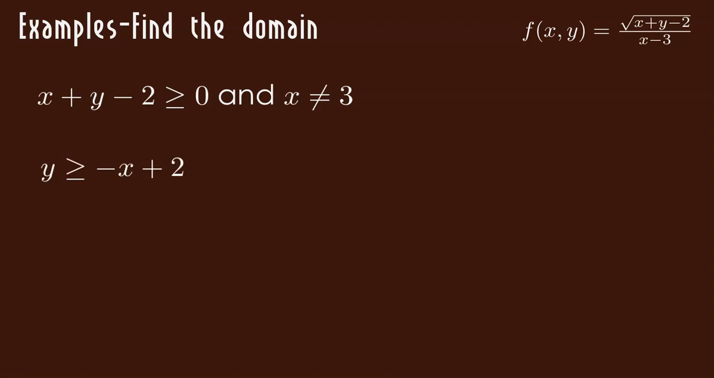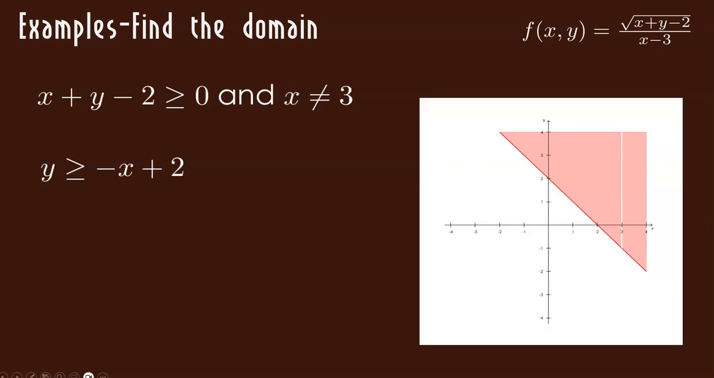When I solve for y, I have y is greater than or equal to negative x plus 2. Super duper, that's a line. I know how to graph a line. It's greater than or equal to, so it's a solid line. I just have to figure out which half plane to cover. Well, if I plug in the point 0, 0, is 0 greater than or equal to 2? No, it's not. So the half plane that contains 0, 0 will not be colored. So this is what I get.